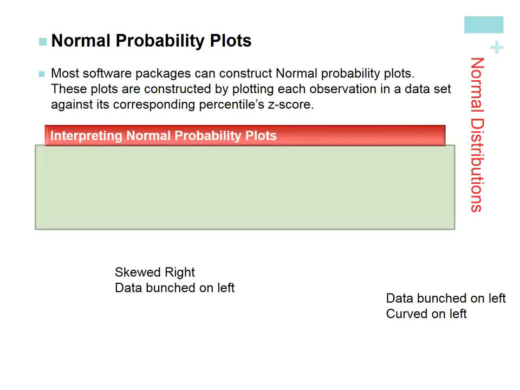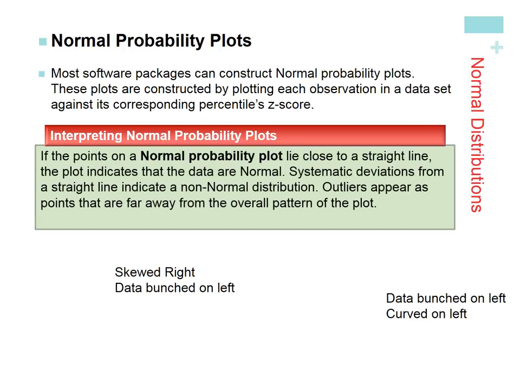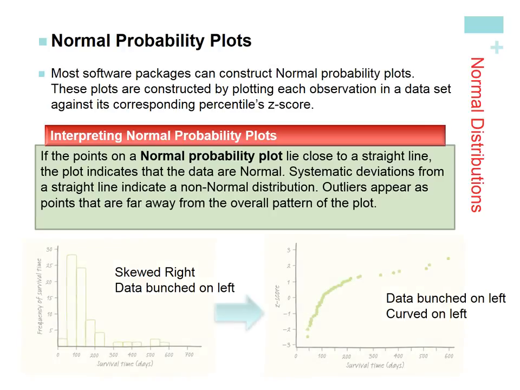Okay, so once we have this normal probability plot, how do we interpret it? If the points on a normal probability plot lie close to a straight line, this indicates that the data are normal. A few deviations from a straight line or systematic deviations from a straight line indicate a non-normal distribution. Outliers will appear as points that are far away from the overall pattern of the plot.